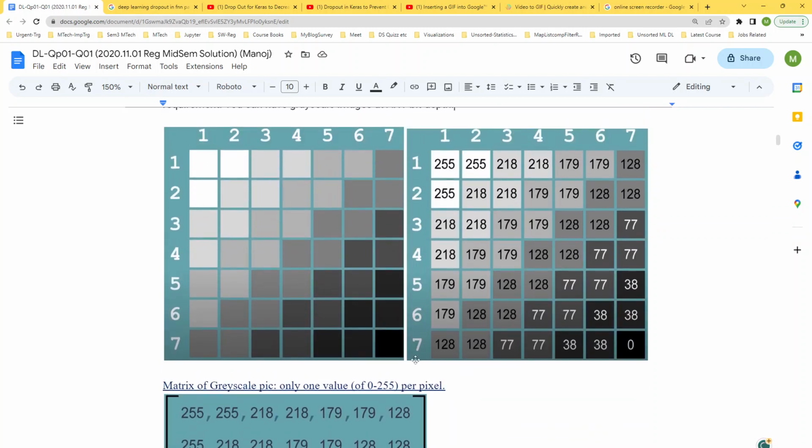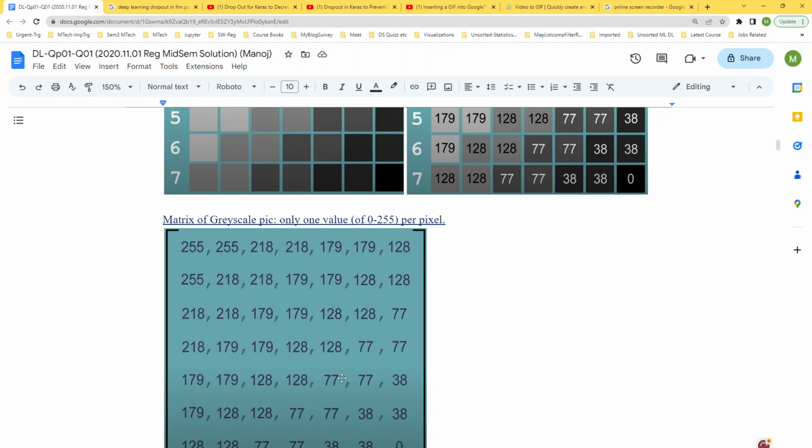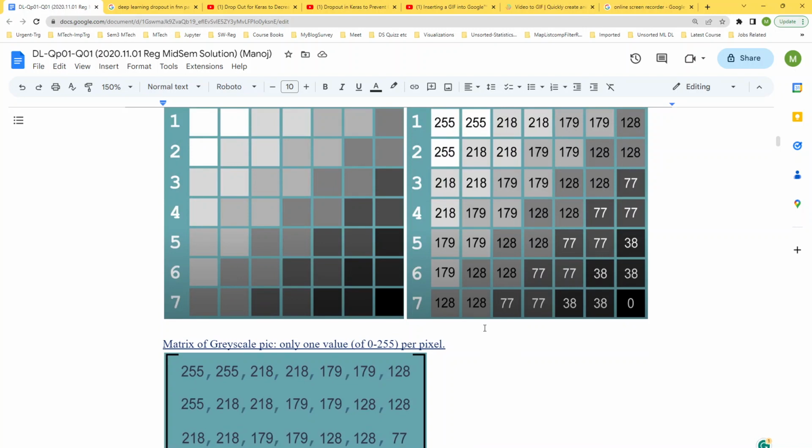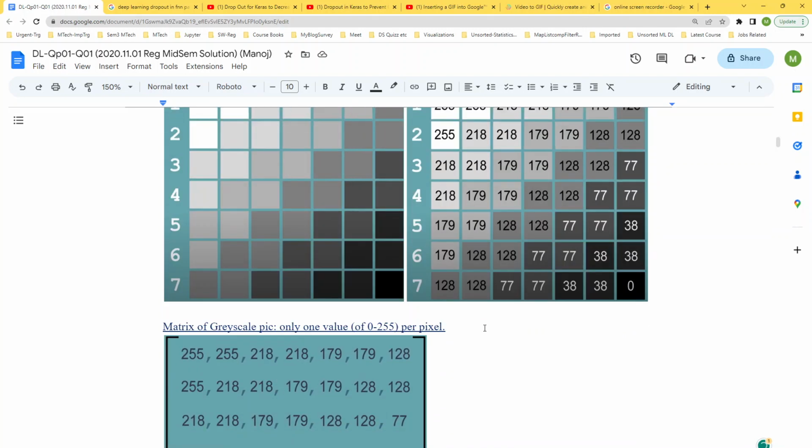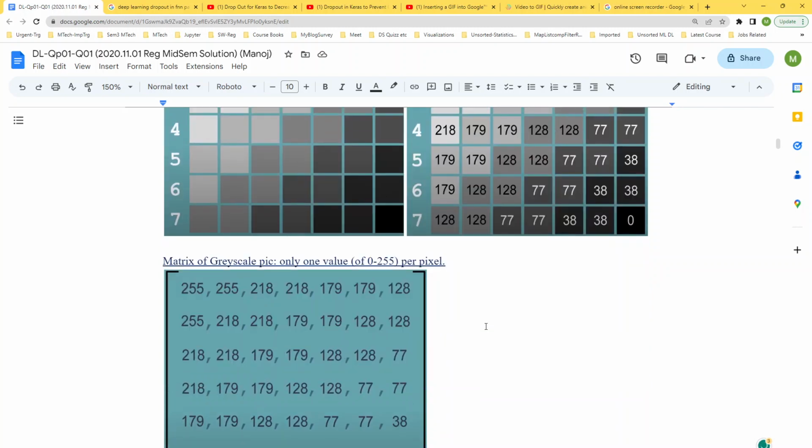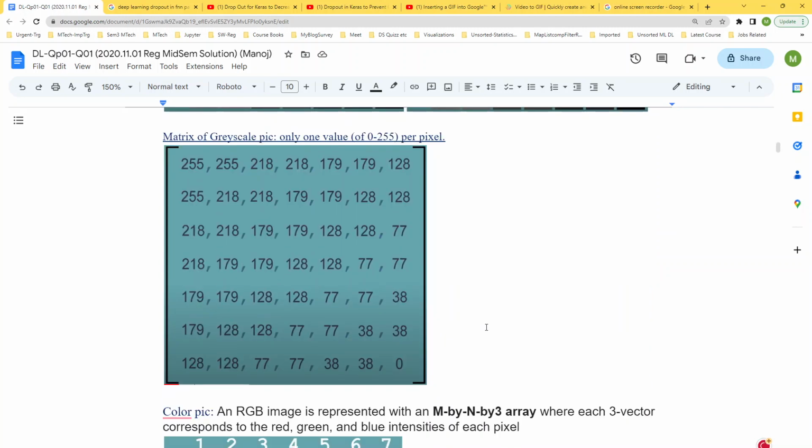And this is represented as a matrix. These values are taken with commas and square brackets, and it becomes the matrix for the grayscale. Everyone is on the same page? Everyone understood this?